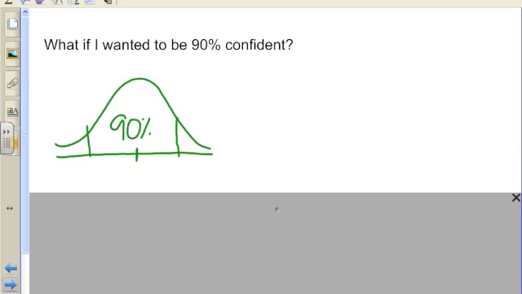So let's see. There's 100%. I'm just going to use 1. I'm going to subtract the 90%, or 0.9. That leaves me 0.10 left. That is not in my picture yet.